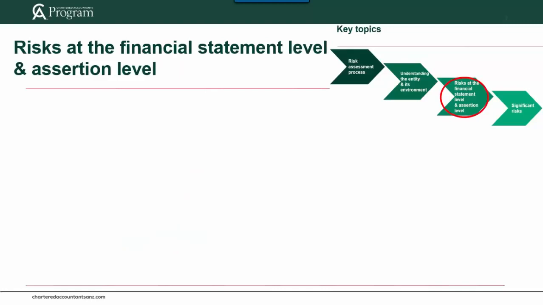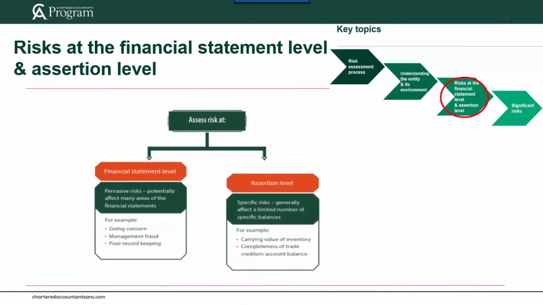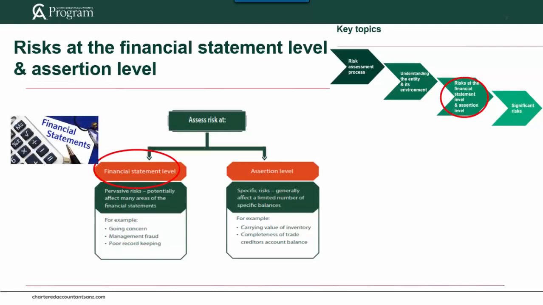ISA 315 revised requires the auditor to assess the risks of material misstatement at two levels: the financial statement level and the assertion level. Risks of material misstatement at the financial statement level refer to risks that relate to the financial statements as a whole. These are risks that are not necessarily identified with specific assertions at the account level.